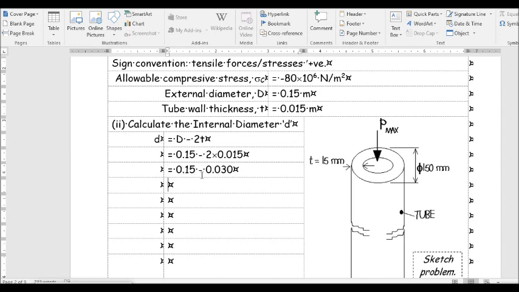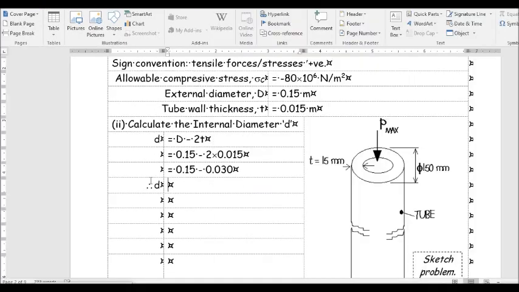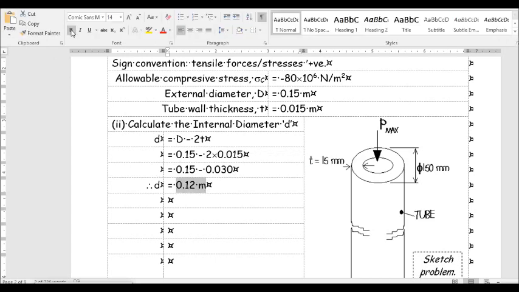Don't really need that row, but it shows my numerical working. So therefore, the internal diameter, using the shorthand notation for therefore, is equal to 0.12 meters. When I undertake a calculation within the solution, I often highlight the answer using bold text. This row here.